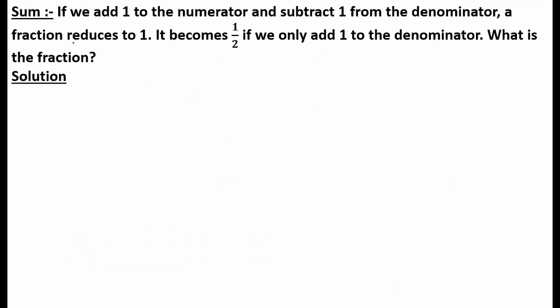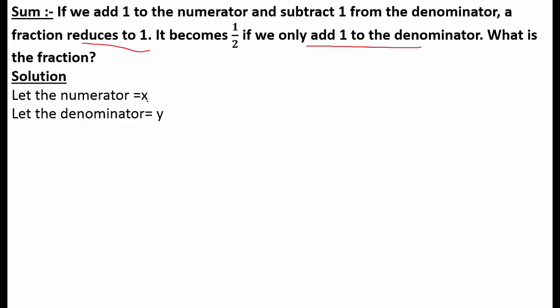Now this is our word problem: if we add 1 to the numerator and subtract 1 from the denominator, a fraction reduces to 1, means the fraction becomes 1. And it becomes 1 by 2, means half, if we only add 1 to the denominator. Find the fraction. Now we know that in a fraction we have two values, numerator and denominator. So let the numerator be x and the denominator be y. So the fraction will become x divided by y.